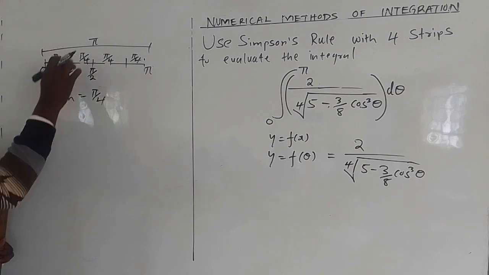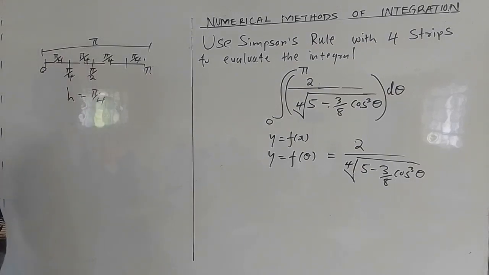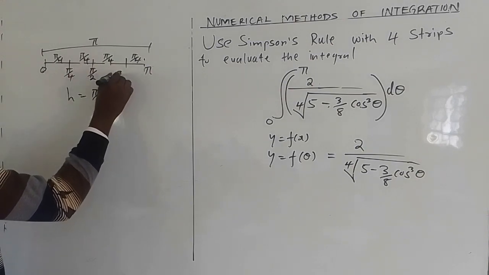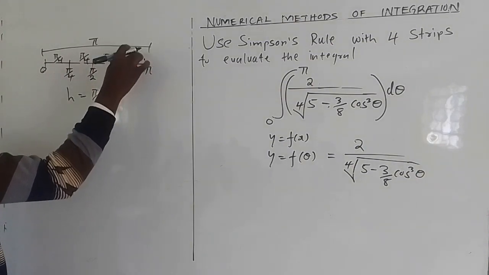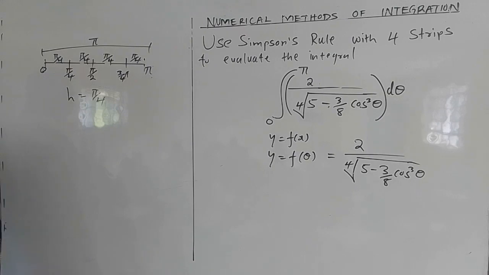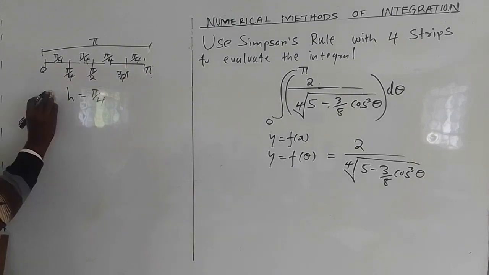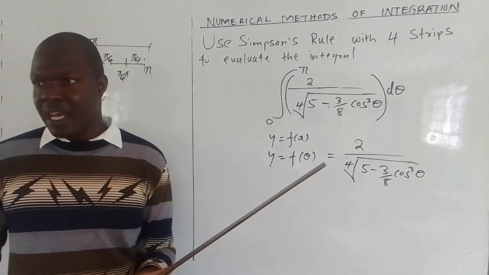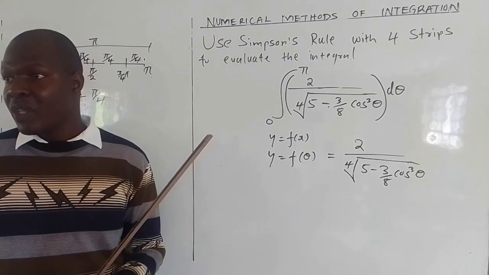Then pi over 4 plus pi over 4 you get? Pi over 2. Use the calculator. Pi over 2 plus pi over 4 you get 3 over 4 pi. That is here. So 3 over 4 pi plus pi over 4 you get the last part, which is pi. Are we together? So you found the x values, or the theta values, because instead of x we are using theta.